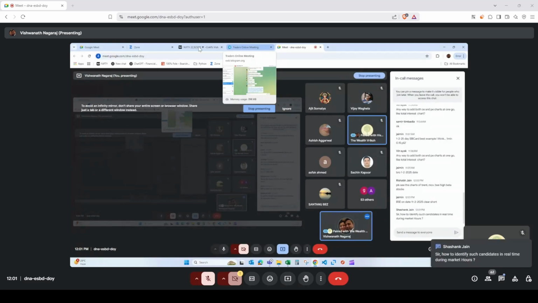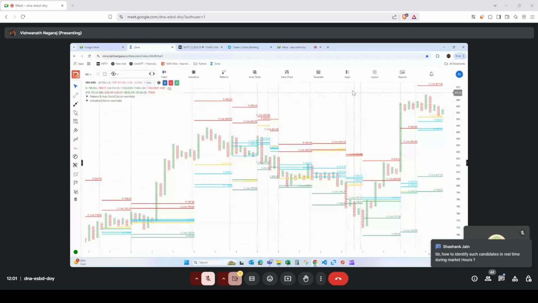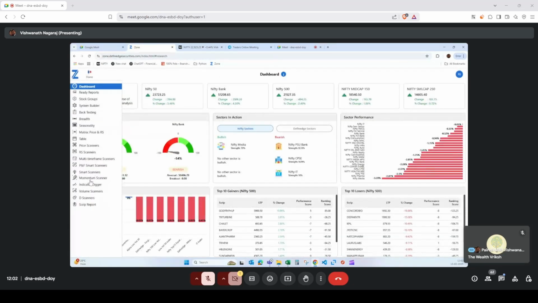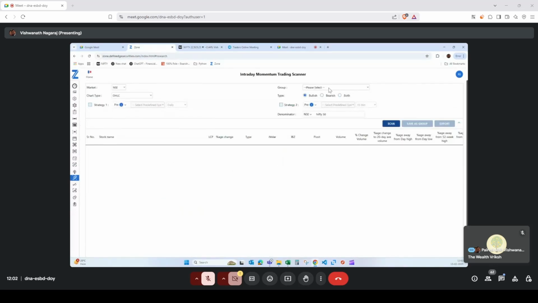Very good. That was where I was coming to next. You can go to the R zone. You can come to the momentum scanner, the intraday momentum trading scanner. You come to futures or FNO or whatever, and you come to point and figure, and choose bullish, bearish, or both.